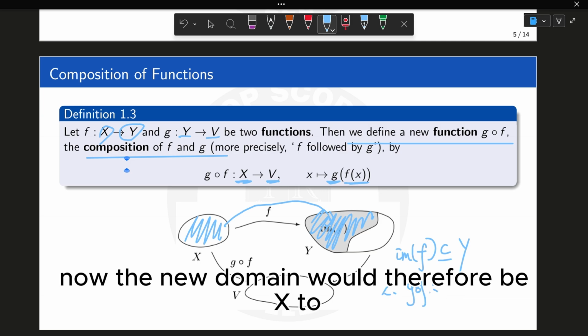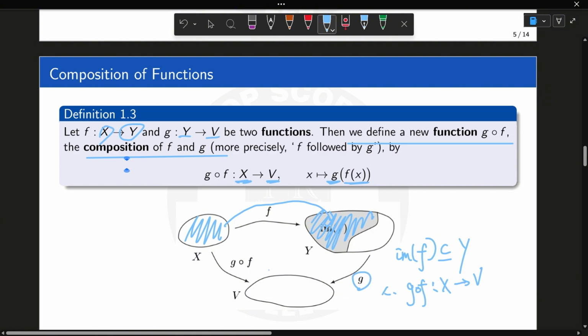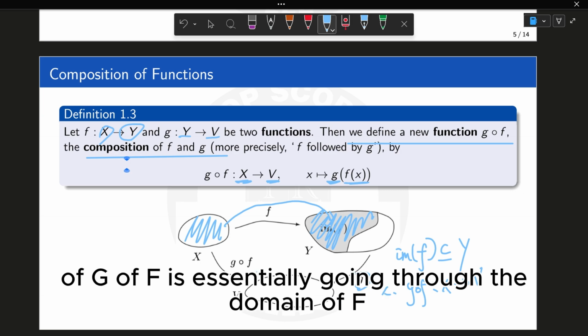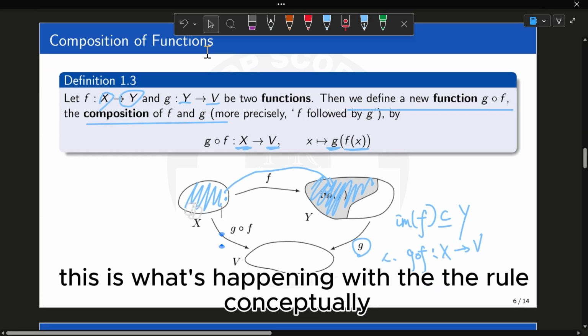Now the new domain would therefore be X to V, because that's the codomain of g. So the composition g∘f is essentially going through the domain of f to the domain of g, and then to the codomain of g. This is what's happening with the rule conceptually.